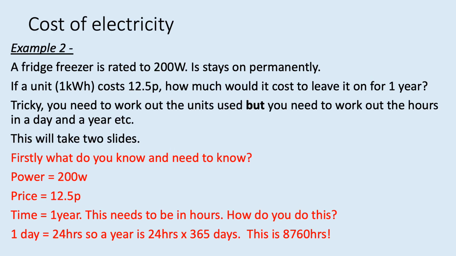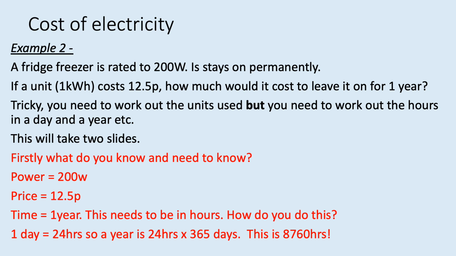Example 2. What you need to know. So this is going to take 2 slides. A fridge freezer is rated at 200 watts. It stays on permanently. If a unit costs 12.5p, how much would it cost to leave it on for a year? So you need to work out the units used, but you also need to work out the hours in a day and a year, etc. So it's going to take 2 slides.